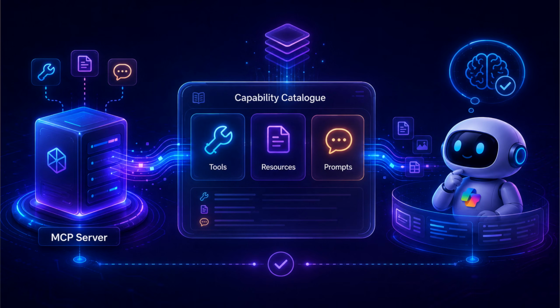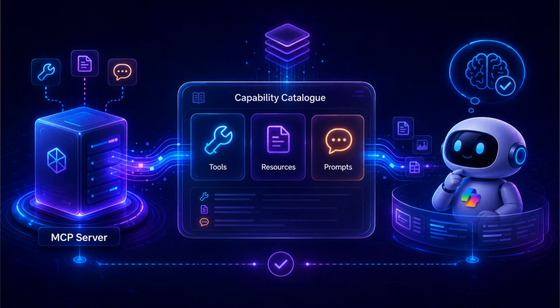Now, MCP works in a different way. With MCP, the server itself describes what it can do. It publishes a catalog of tools, resources, and sometimes prompts. So when the agent connects to the MCP server, the agent can read the catalog and understand what capabilities are available. Then the orchestrator can decide when one of those tools should be used based on what the user is asking. And this is the key difference.